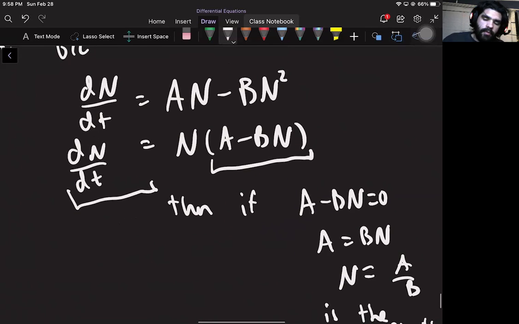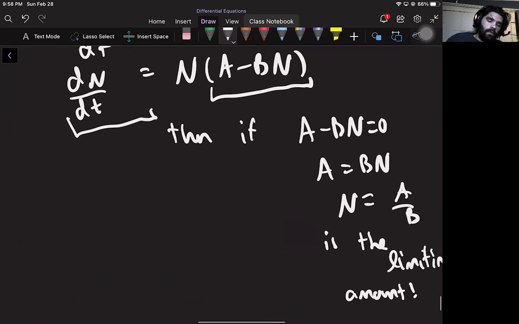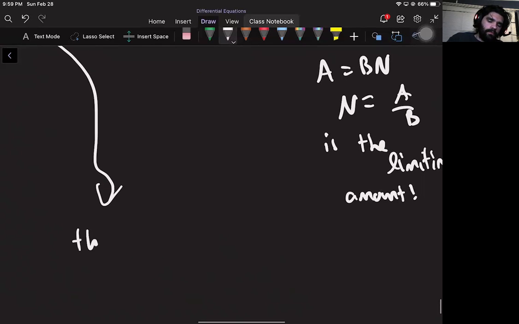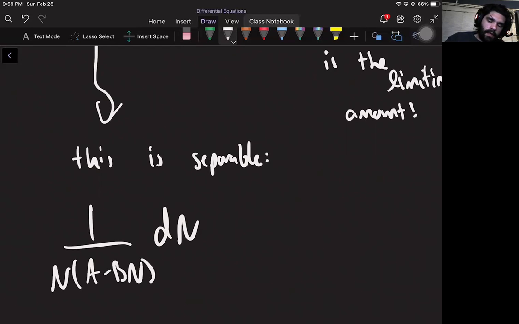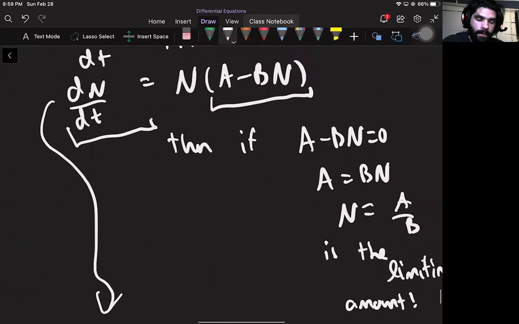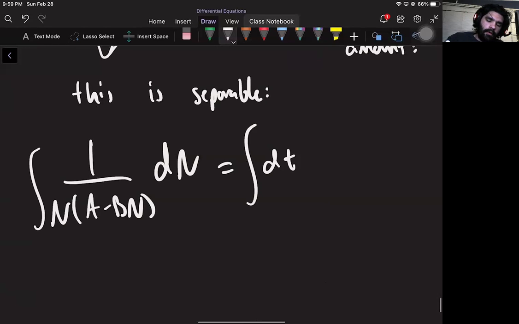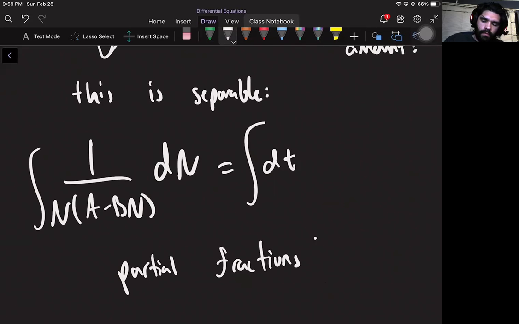And then this is a separable equation. It's a bit annoying to solve though. Let me write it like this. I'll keep it factored out, n times (a minus b n), and I can divide that out, and then on this side I just get dt. So it's separable, and then you'll need partial fractions to do it. In the lecture problems, I will do it for you, so I won't do it here. But it's doable. It's a bit annoying.